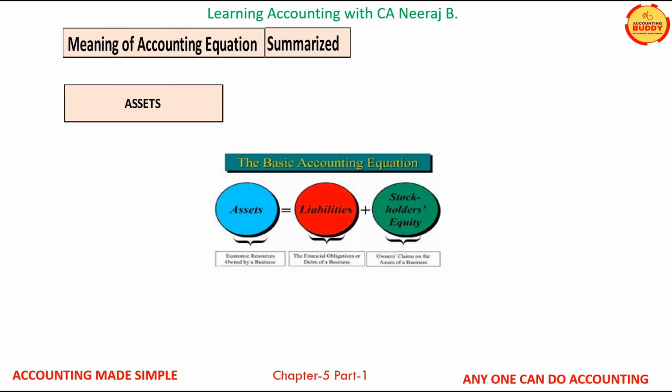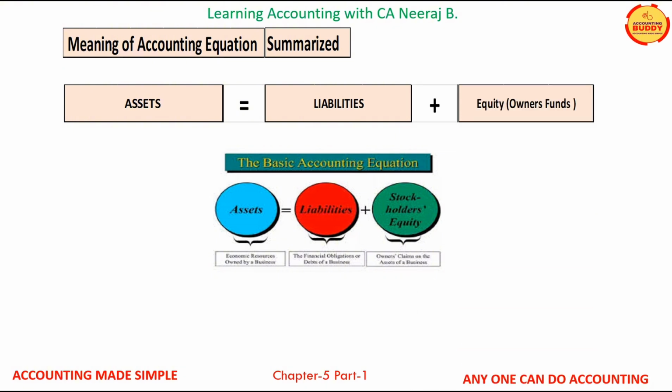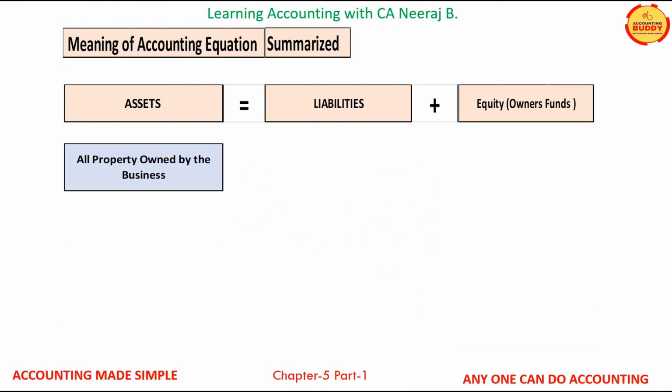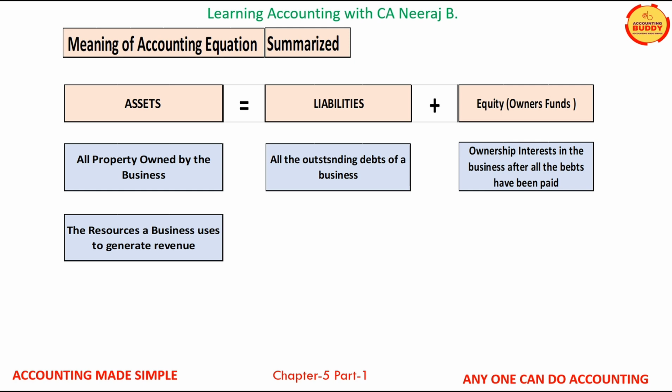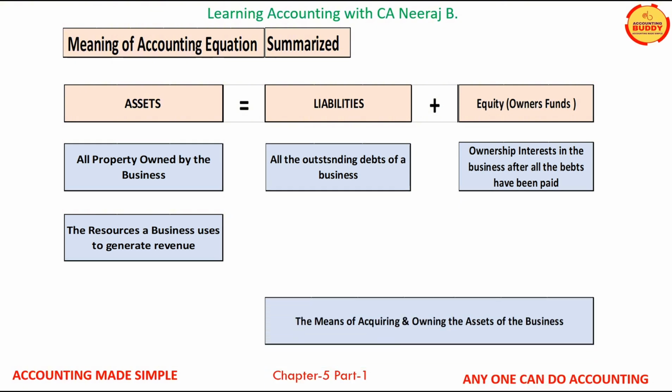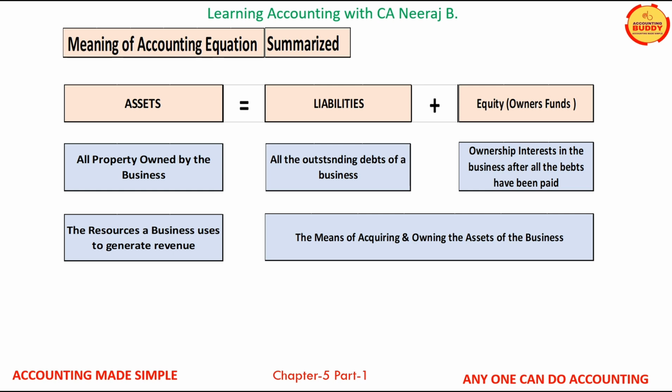Now, if we sum up, assets of the business are always equal to liabilities of the business plus the owner's equity. Assets are the property owned by the business. Assets are the resources a business uses to generate revenue. Liabilities are the outstanding debts of a business, while equity is the ownership interest in the business after all the liabilities have been paid. Both liabilities and owner's equity are the means of acquiring and owning the assets of the business.